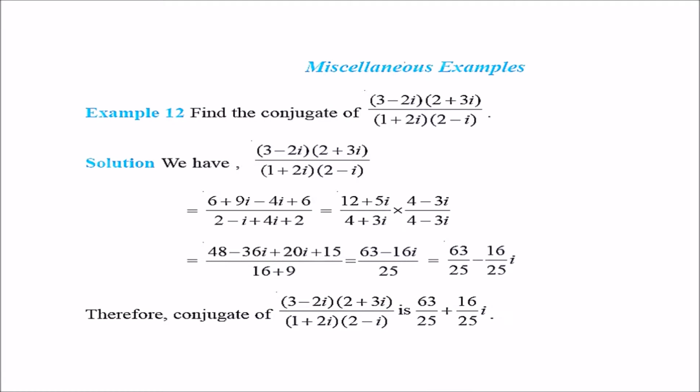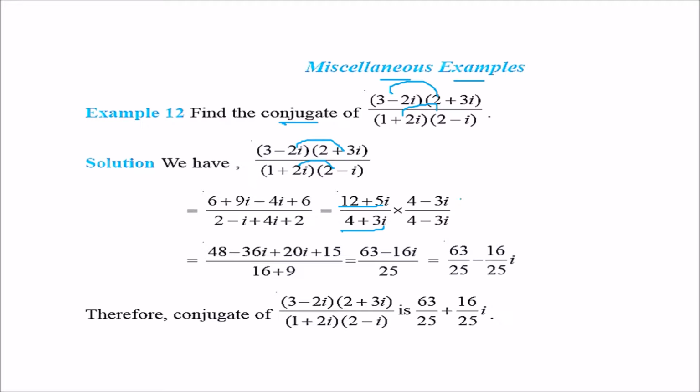Now we are looking at the miscellaneous example of the complex number and quadratic equation chapter. First is the conjugate of this. How are you going to find it out? First we will solve it. We'll multiply these two, and you get the result as 12 plus 5i and 4 plus 3i.